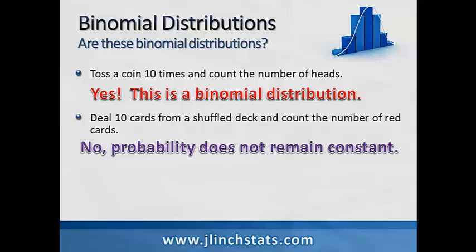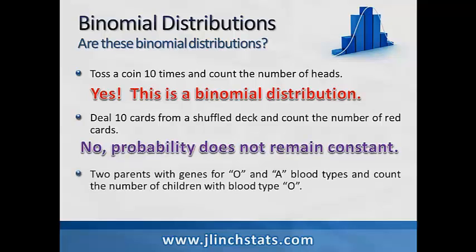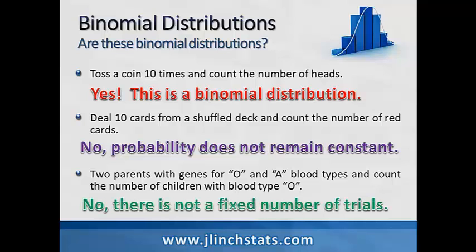Now, what about the next example? Suppose two parents with genes for O and A blood types are present, and we count the number of children with blood type O. Now, once again, each trial does result in one of two mutually exclusive outcomes. Either we have type O blood or we don't have type O blood. However, the second criterion is not met. We do not have a fixed number of trials. We're simply counting the number of children with blood type O. So here, there is not a fixed number of trials.